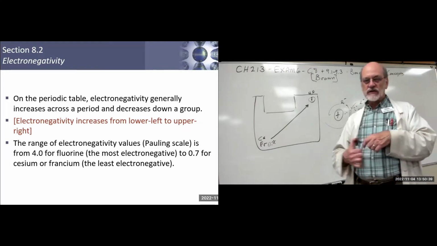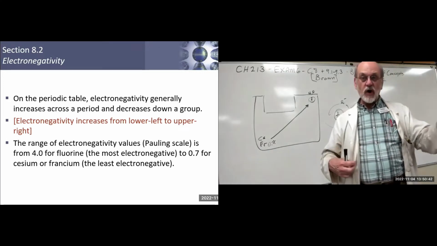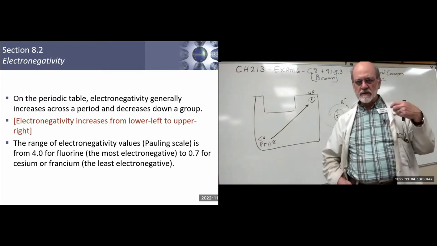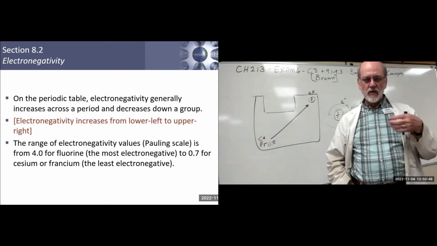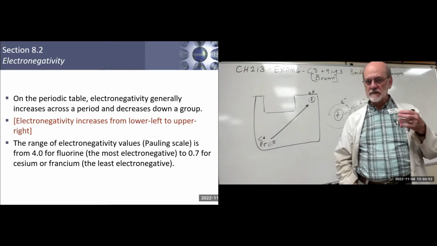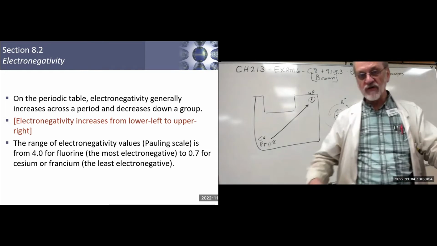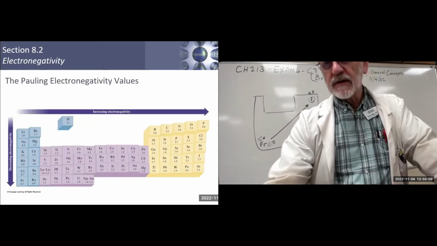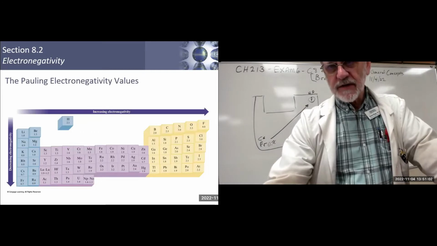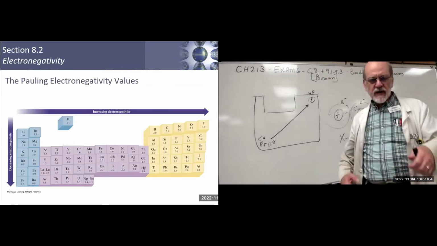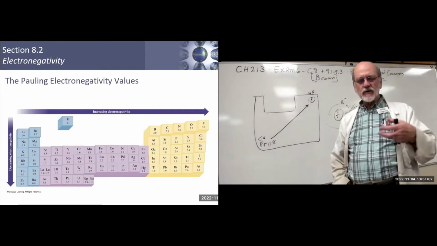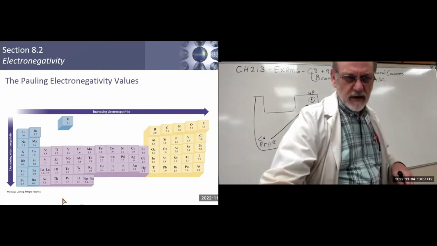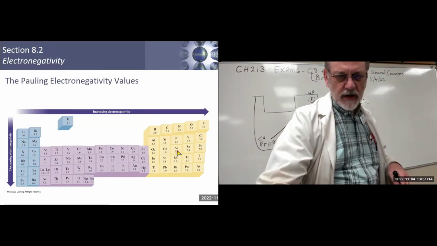And that value tells you, with a chart to go along with it, or a scale, whether the bond is ionic or polar covalent or non-polar covalent. And I think that's coming up here in a second. First, we got this scale, and this is a periodic table with just the electronegativities thrown in. Notice that in general, the increase is from lower left to upper right.